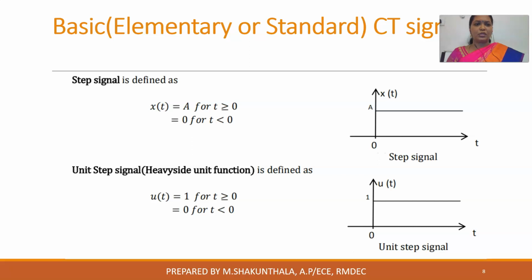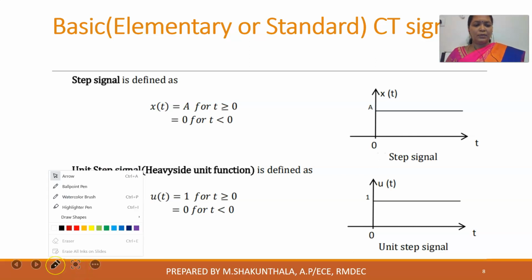Today we are going to discuss basic signals, which are also called elementary signals or standard CT signals. So the first signal is the step signal. Step signal is defined as x of t equal to A for t greater than or equal to 0. So what is the meaning? Only for t greater than or equal to 0, the amplitude is A.